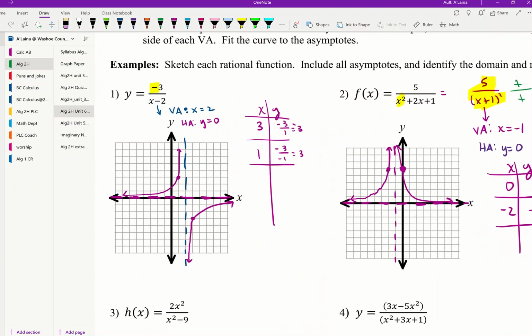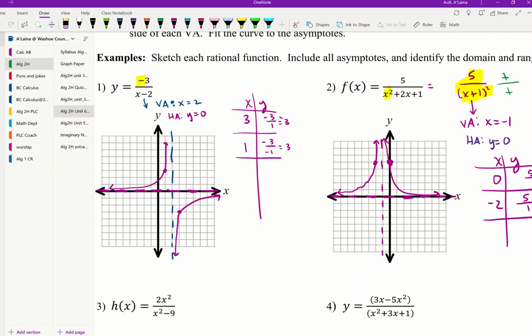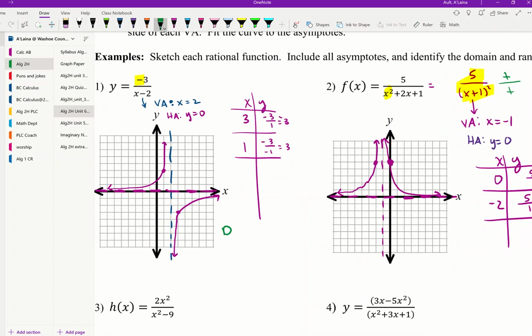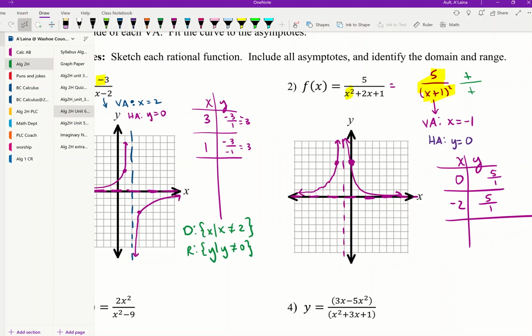Now I'm realizing that I did not do the domain and range for these, so I'm going to do that really quickly. Number 1, the domain, remember, is all values of x, but not the x where there's a vertical asymptote. And the range is all values of y, but not the y value where there's a horizontal asymptote. Same type of thing for number 2. Domain would be all values of x except not at the negative 1 where there's the vertical asymptote.